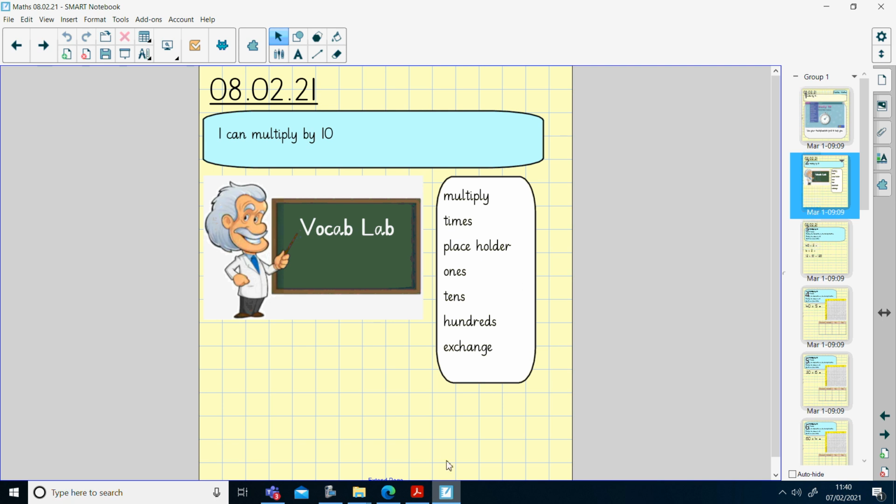Okay, so some of the words that we're going to look at today. We're going to be multiplying, we're going to be timesing, which is another word for multiply, thinking about the placeholder, the ones, the tens, the hundreds, and possibly some exchanging. So let's start today's learning.